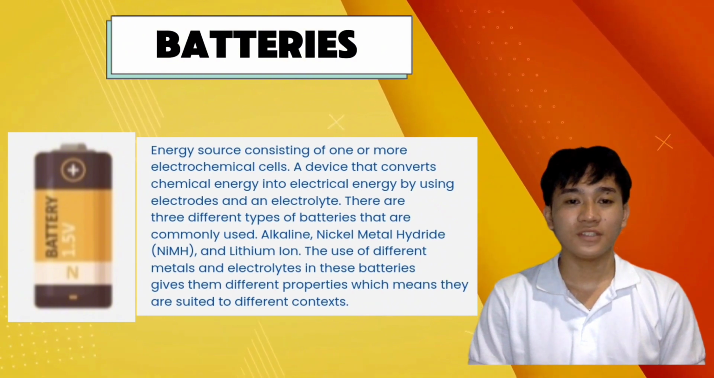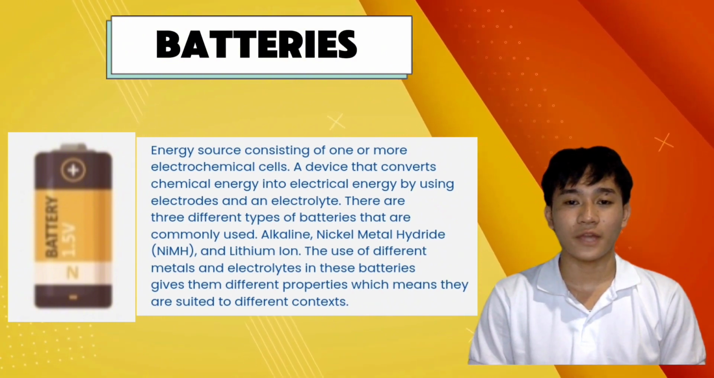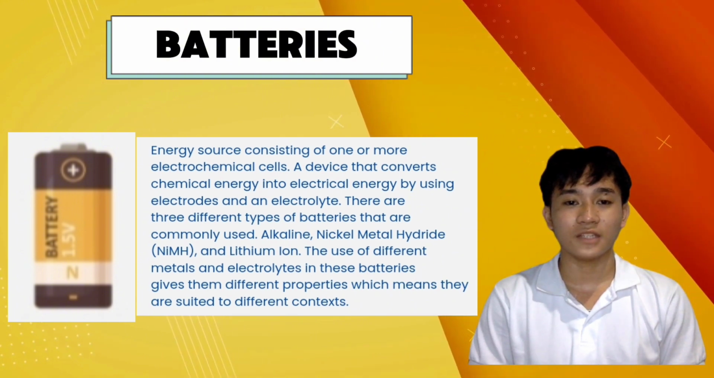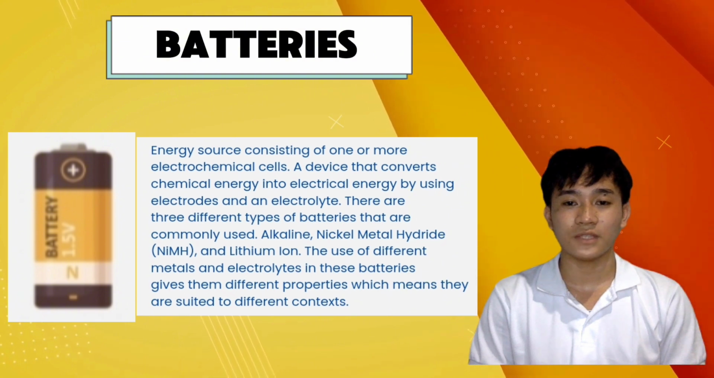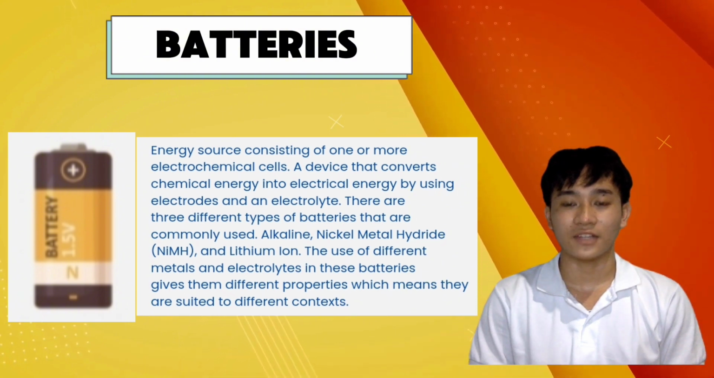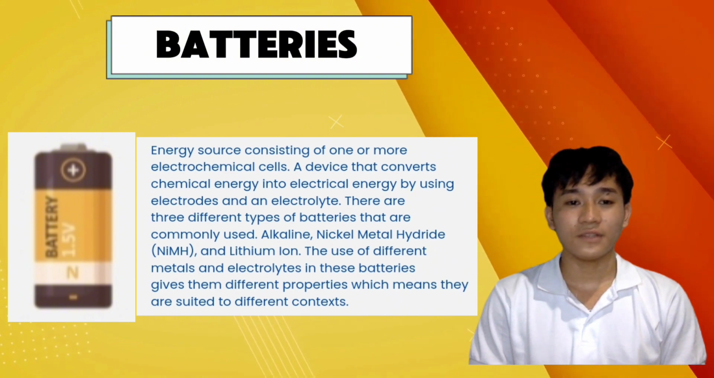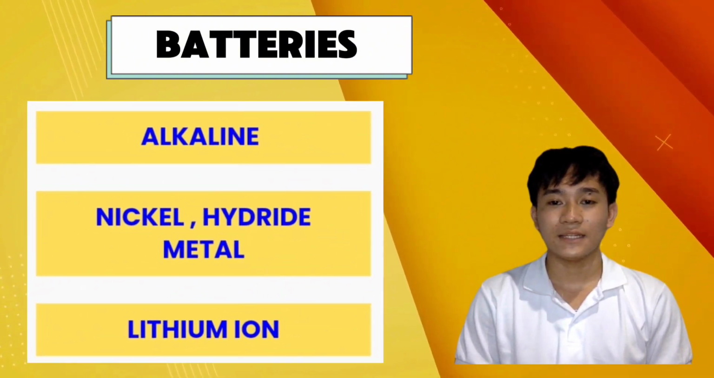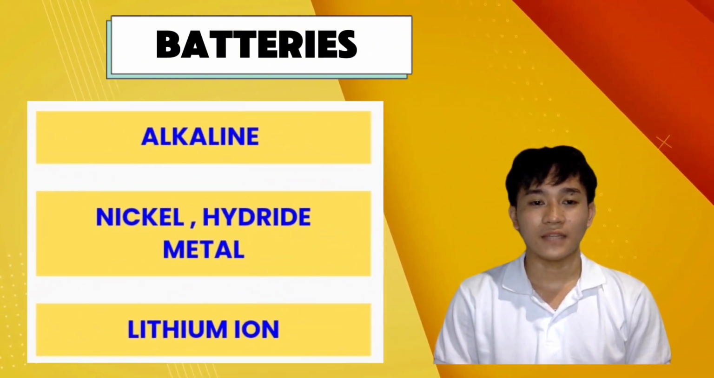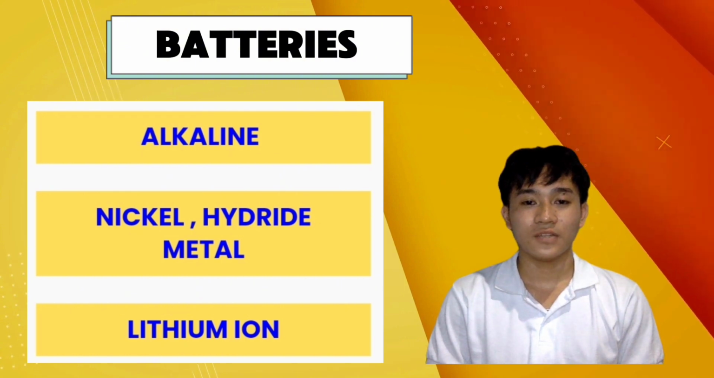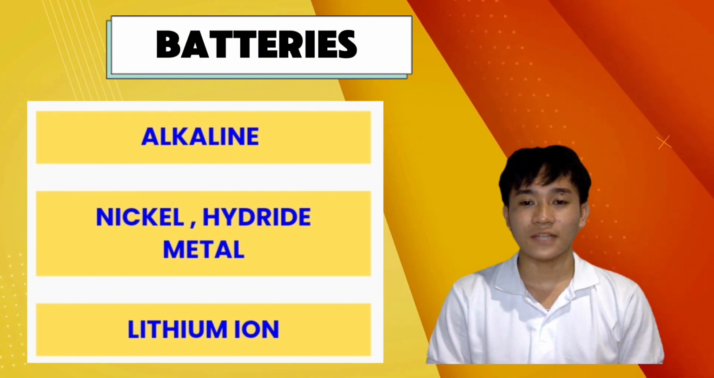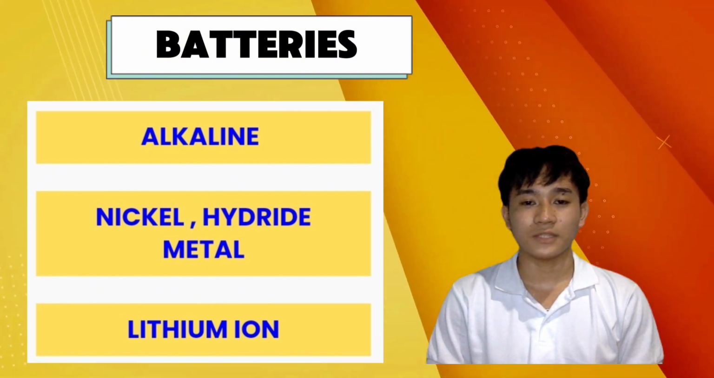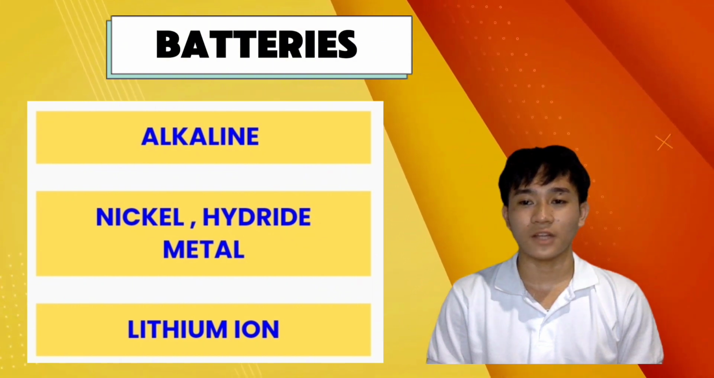Batteries: an energy source consisting of one or more electrochemical cells, a device that converts chemical energy into electrical energy by using electrodes and an electrolyte. There are 3 different types of batteries that are commonly used: alkaline, nickel metal hydride, and lithium ion. The use of different metals and electrolytes in these batteries gives them different properties, which means they are suited to different contexts.